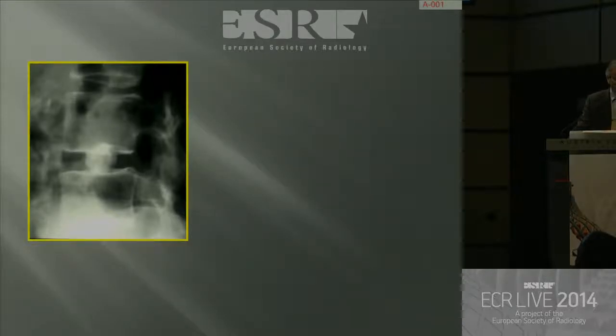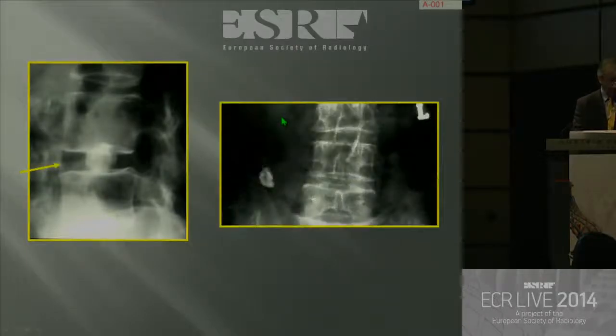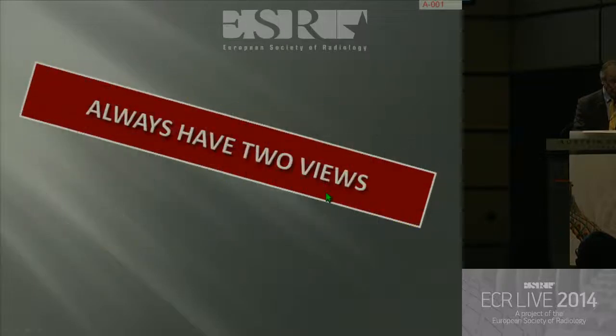Now here you have a calcified disc on a plain film. You can see it very clearly. But do you? In fact, it is a calcified lymph node superimposed on the disc. And the message is quite clear. Always have two views. Never settle for one view. A fundamental fact, if you take nothing else from the lecture, make absolutely sure that you have two views, at least.